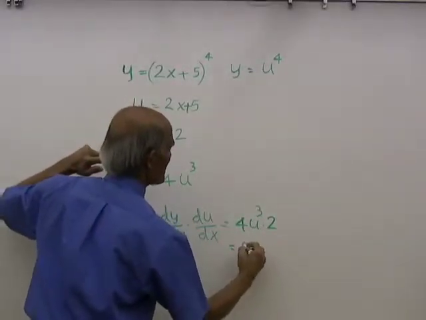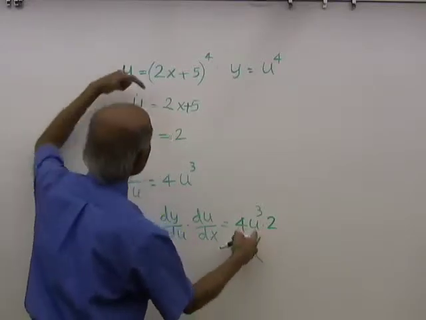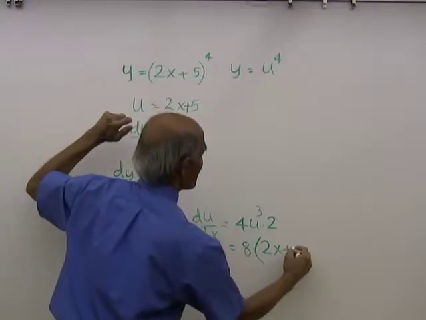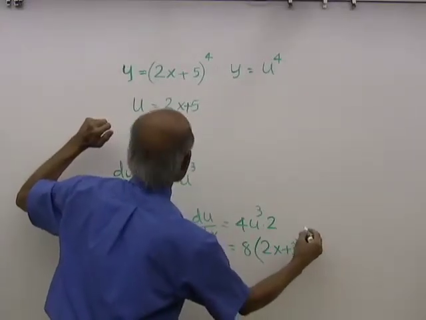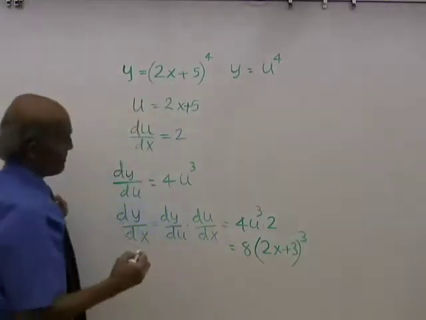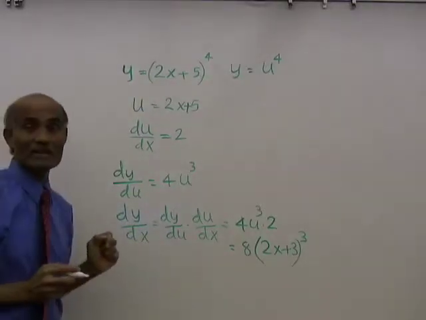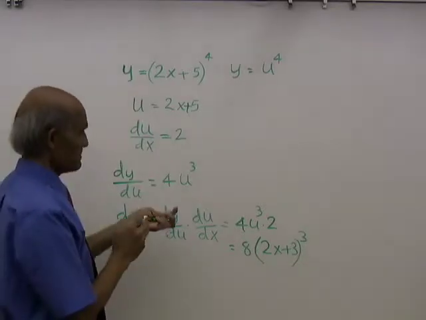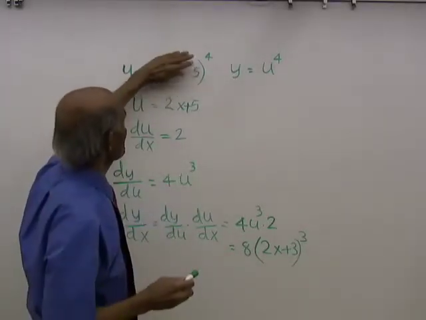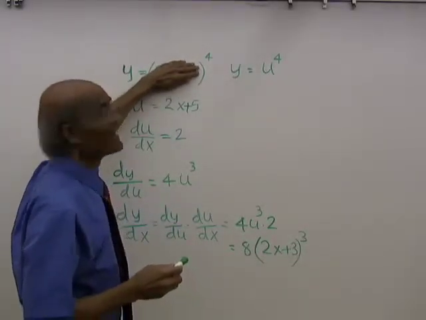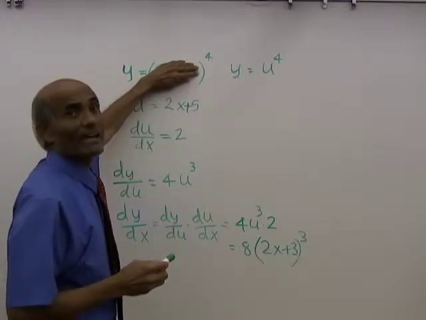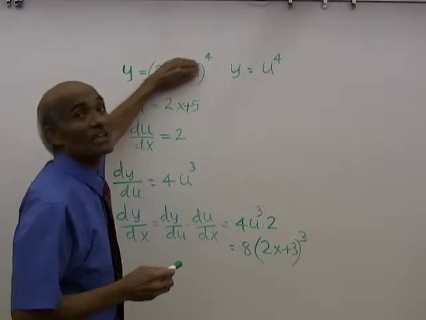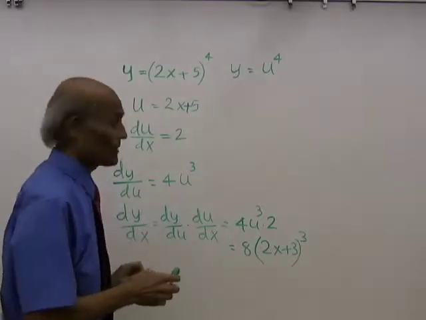And we arrived at this relation, 8 times u cube 2x plus 3 to the power of 3. Well, I promised you that I'm going to make it a little simpler. What I'm going to do is, when I have a quantity like this, let this be called y equal to this quantity raised to the power of 4.